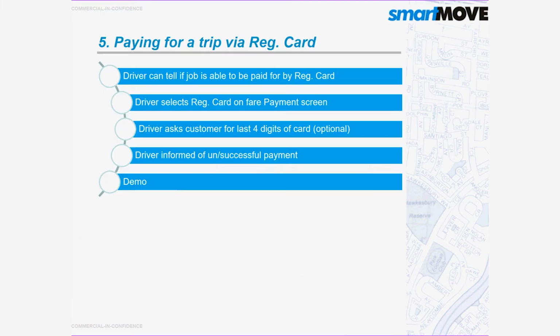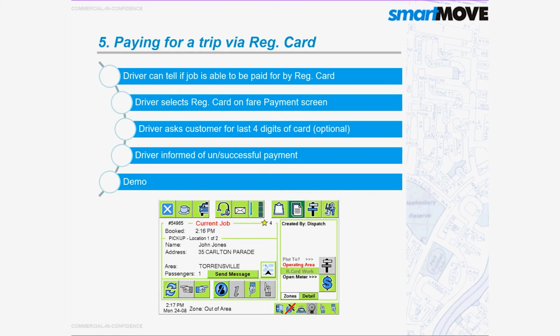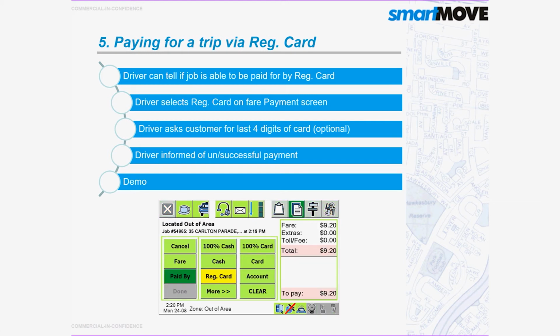How does a customer pay for a trip using the credit card that was registered through the call center? When the driver accepts the job, they are informed that the job can be paid for by a registered card. This is indicated here. You might recall in the previous demos, the word app appeared here for jobs that can be paid for by the app. So for this particular job that the driver has accepted, he will know that the job can be paid for by a credit card that's been registered through your fleet. At the end of the job, the Reg Card button is highlighted, indicating that the job can be paid for by a registered card.